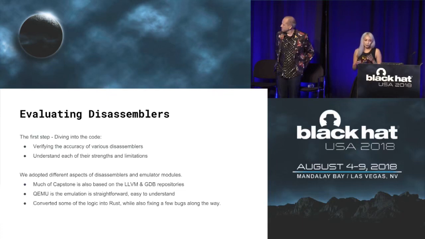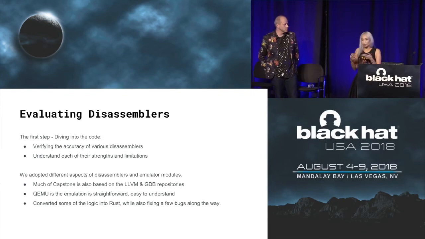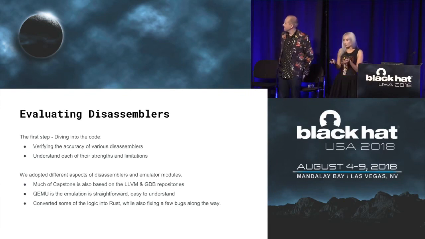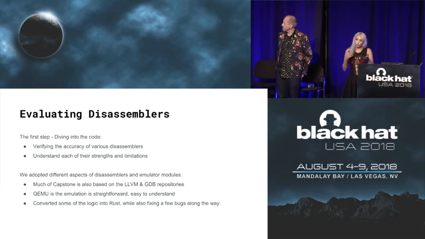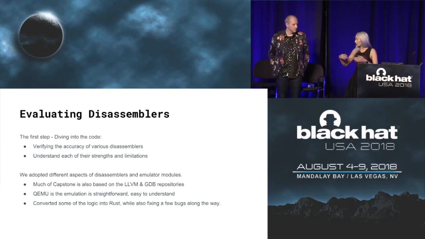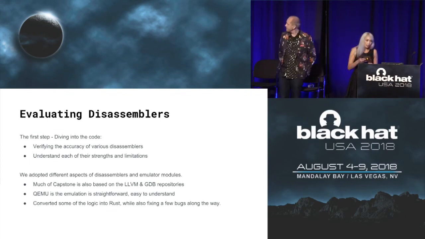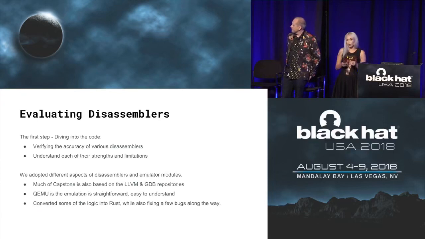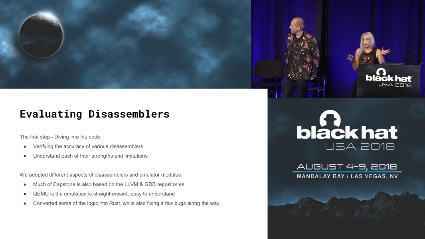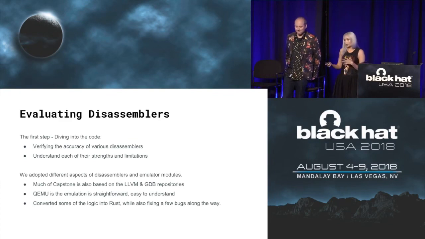So we found that much of Capstone was really nice. It was pretty performant, really fast, as well as being based off of LLVM and GDB headers, so it's more common across Linux distributions. QEMU had some really good emulation; we do some light emulation, I'll get into the features later. And then we took all the things that we liked and developed in Rust.